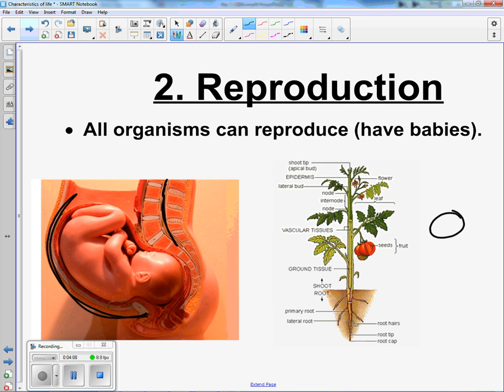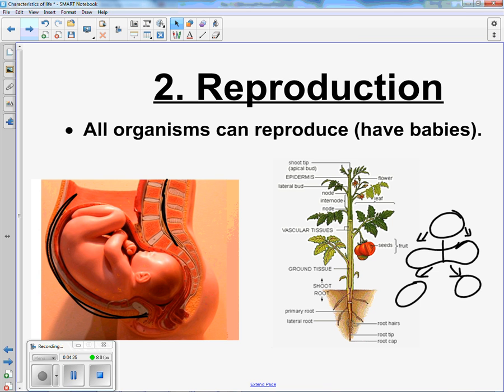Sometimes you can have a cell like a bacteria, and it'll simply grow like this. Here, these are little arrows. It's growing, and then what do you think it's going to do? It's going to cut in 2. It's going to create 2 cells. So that's one way that plants and other organisms reproduce.